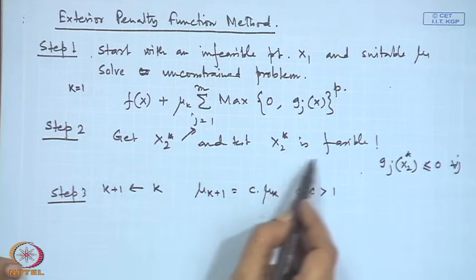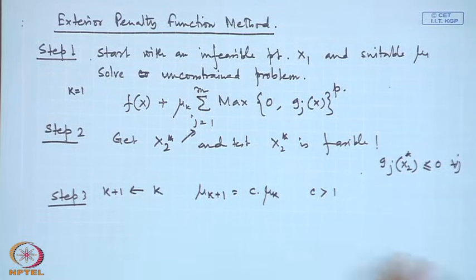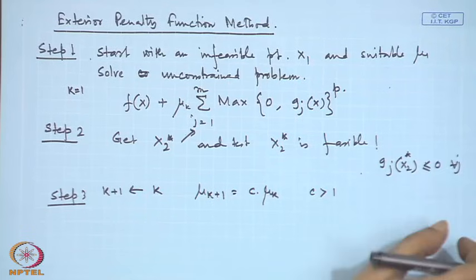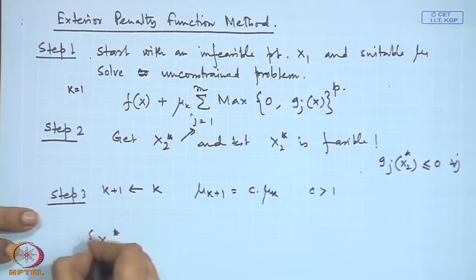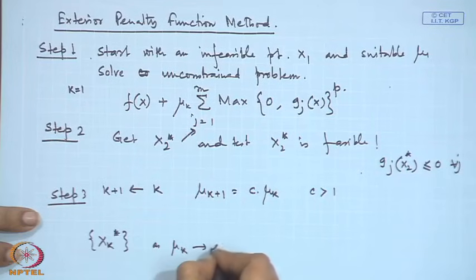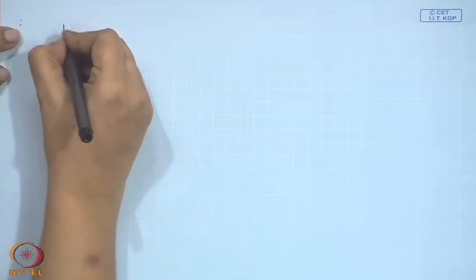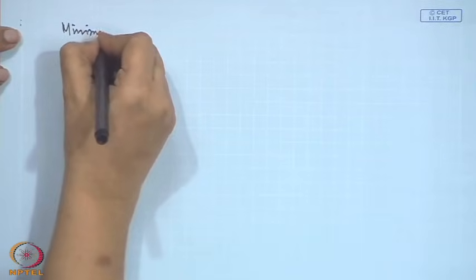We will get the optimal, and we will check whether this is feasible. Once it is feasible, we will stop our iteration. That is the idea. Otherwise, we will just run the methodology, and we will reach the optimal solution at the end. A sequence of x k stars we will generate again, and the limit point of this sequence as mu k tends to infinity would be the solution for the original problem. Let us consider another example to explain this methodology.